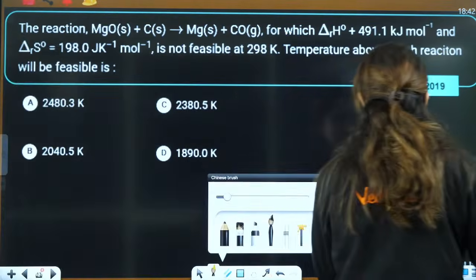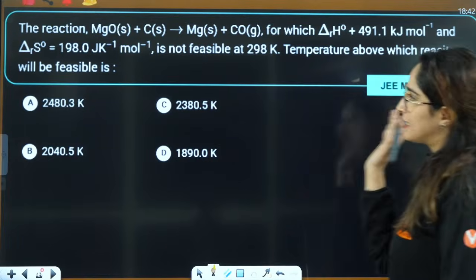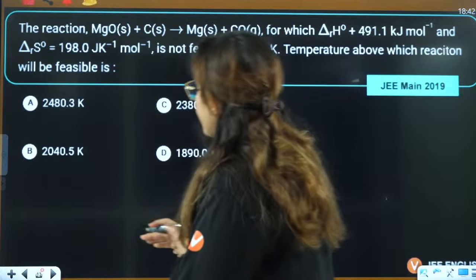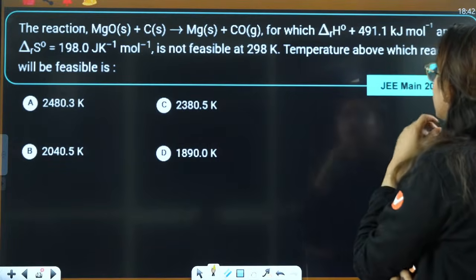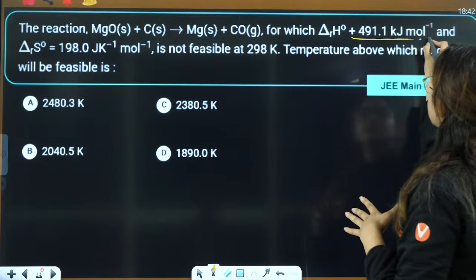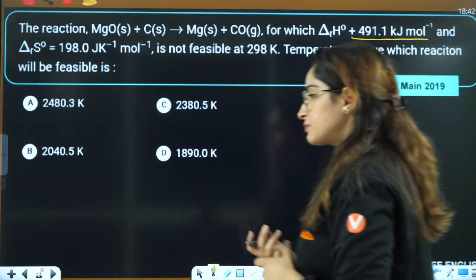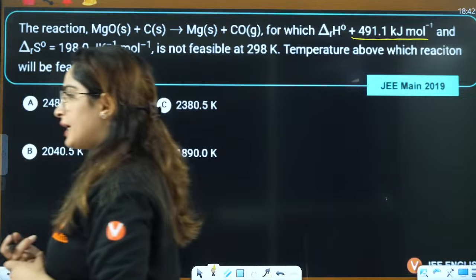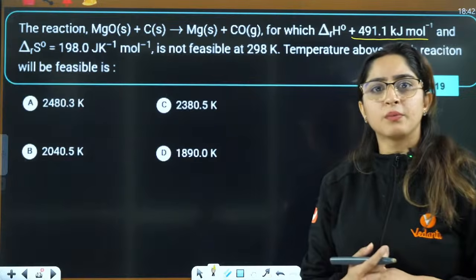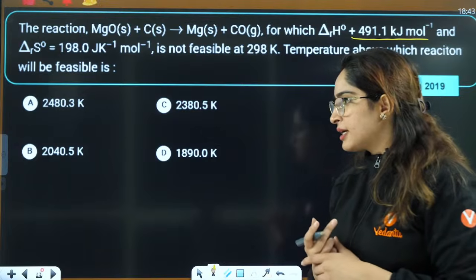Huh? Let's see. JEE Mains 2019 question, that is the reaction. This reaction is given to you, delta H of reaction is this, and delta S of reaction is this, right? Is it variable? Which one? Delta G, definitely it's variable. According to the reaction conditions, it will change, right?